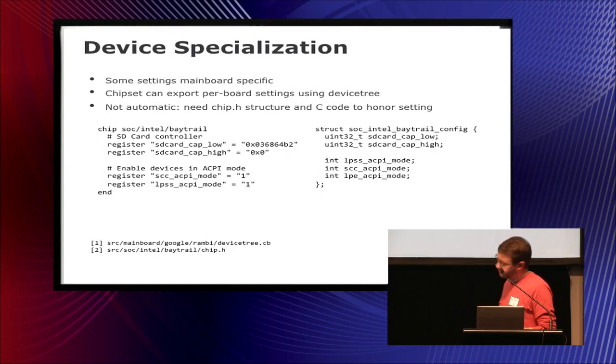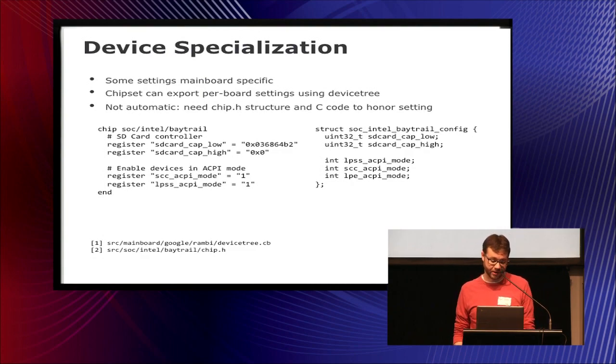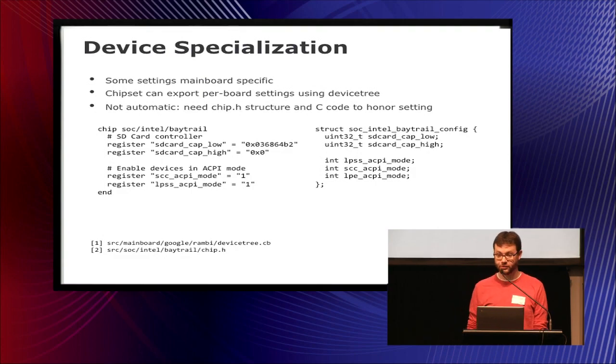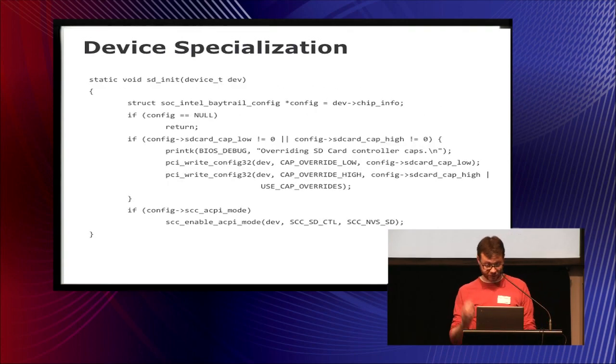This example talks about some of the SD card controller capability overrides that we have in there, and the ability to put certain PCI devices into ACPI mode based on these settings. On the left would be what you would see in your main board devicetree.cb, and the chipset code handles the various options. Oh, so here we go, similar to what Duncan's example had.